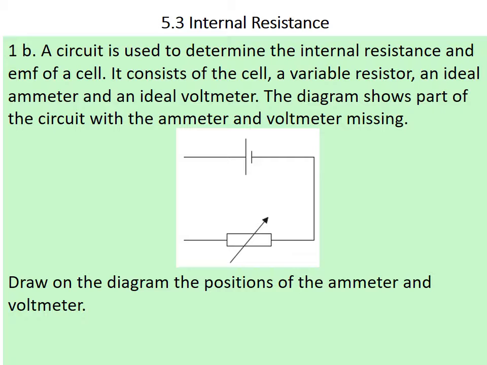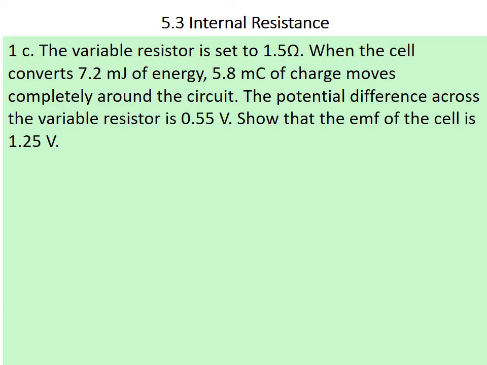So this is easy. All you have to do is know you are measuring the voltage of the cell. You're trying to determine the internal resistance and EMF of a cell. So you want to connect the voltmeter to the variable resistor, and you want to make sure that you correctly connect the ammeter in series with everything. So remember, voltmeters are wired in parallel, ammeters are in series.